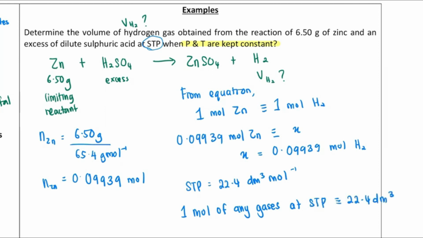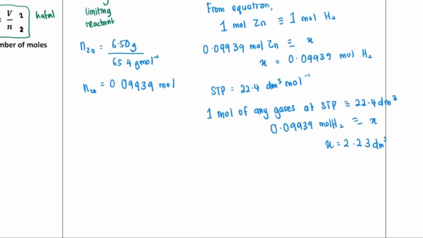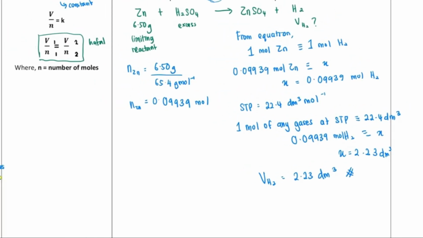Tapi mole of gas kita hanyalah 0.09939 mole of hydrogen gas. Okay, so berapa volume of gas tu? So, x equal to 2.23 dm³. Okay, so volume of hydrogen gas adalah 2.23 dm³. So, ini adalah example for Avogadro's law.